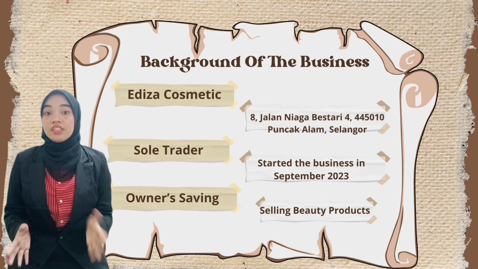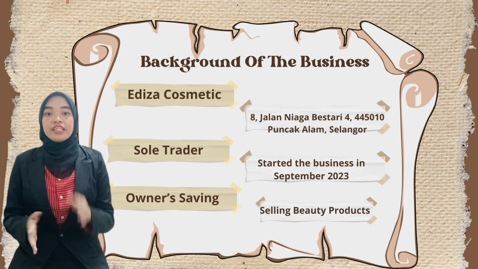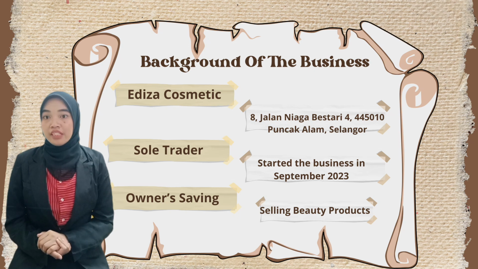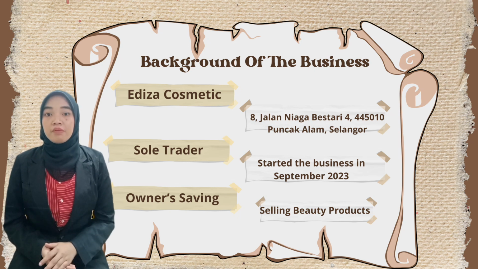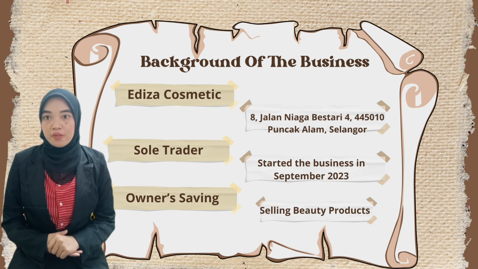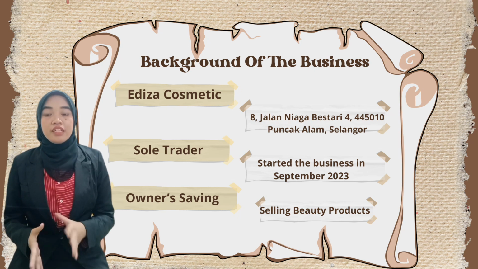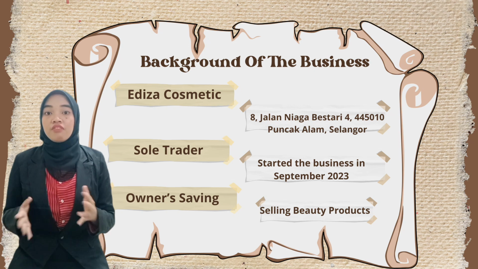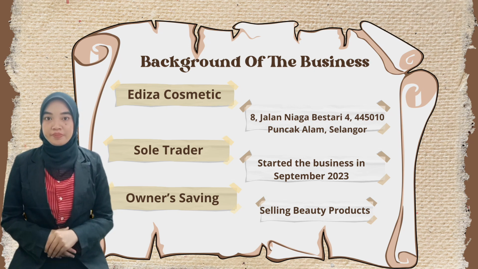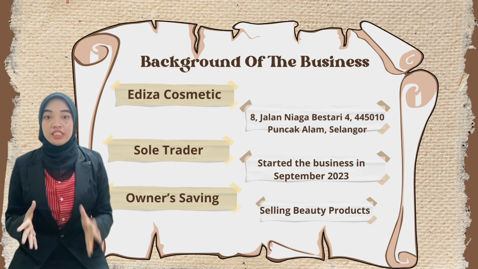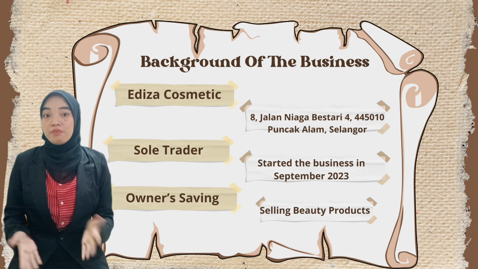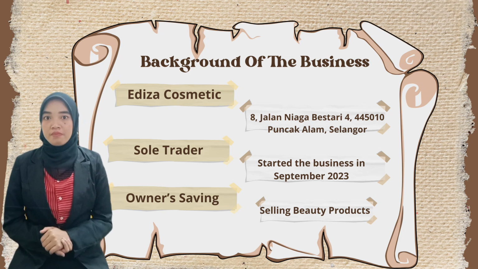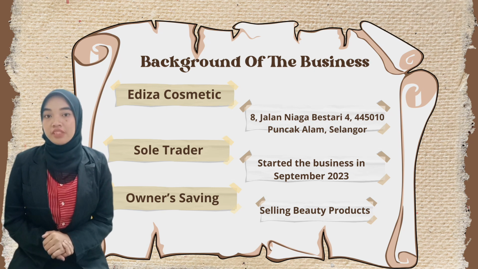The business that we choose is Ediza Cosmetic. Type of this business is sole trader. Ediza Cosmetic is located at Jalan Niaga Bestari 4, Puncak Alam, Selangor. The business started in September 2023 with the capital from owner savings. The main activity in this business is selling beauty products, for example, like mascara, makeup, foundation, and also lipstick.